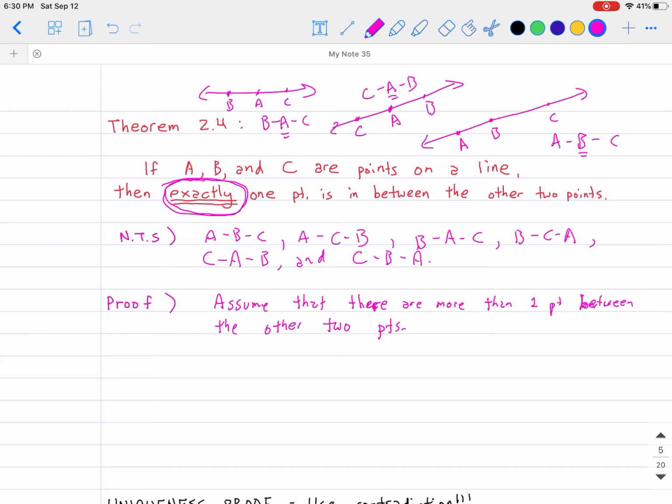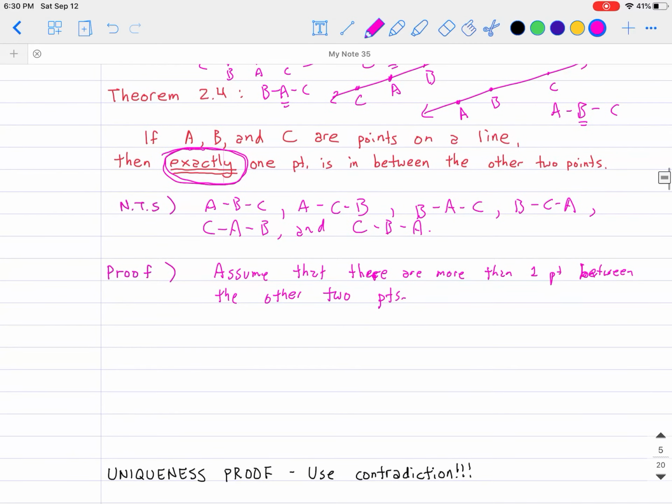So you can see how this indirect proof makes our life a lot easier because instead of having to prove 6 things right here, we just go ahead and assume that what we're trying to prove is not going to be able to happen. And what's going to happen in that case is that there's going to be a contradiction along the line. So over here, once again, let me just go ahead and state it. Assume that there are more than 1 points between the other 2 points.